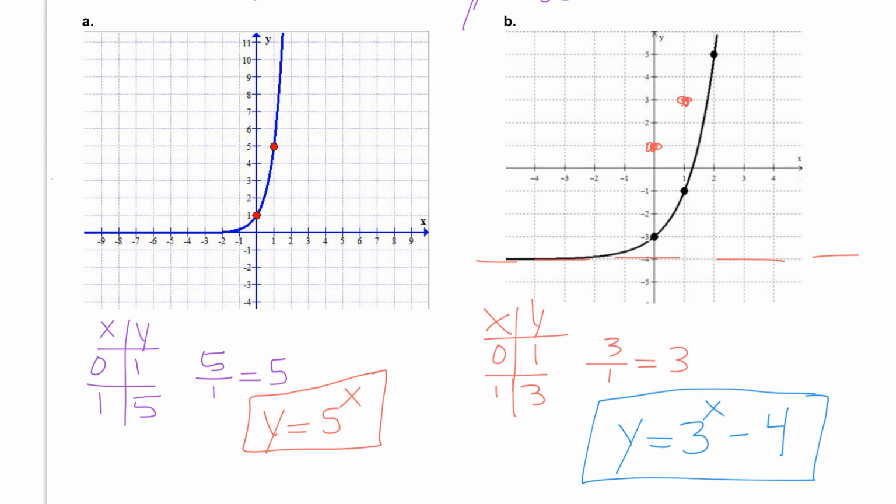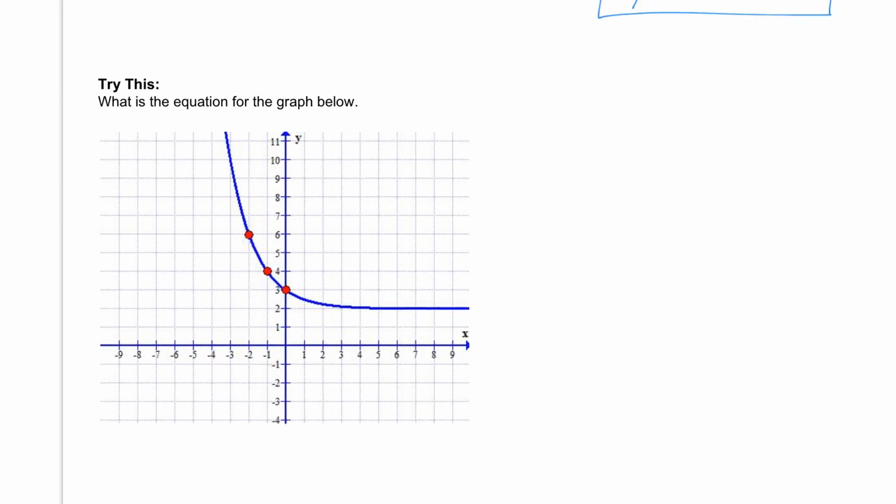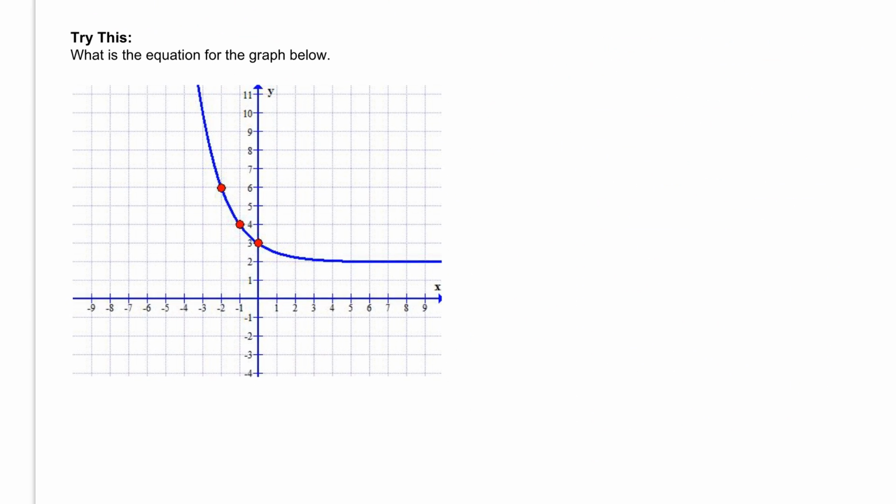Next, I would like you to pause it and do the try this. Unpause it if you're ready to check your answers. If you did the try this correctly, what I want you to notice is that your graph was moved up to 2, so you know that you're going to add 2 on the end of it. So your answer here is y equals 1/2 to the x plus 2. If you have questions on how I got that, please let me know and I'll explain it to you.